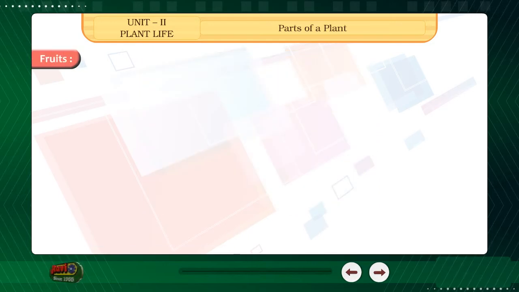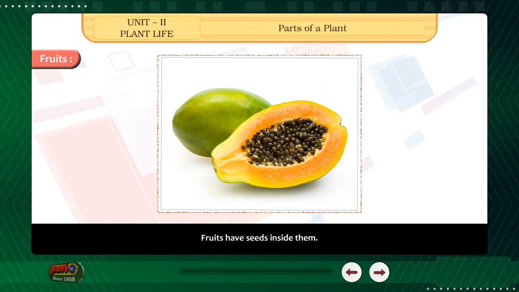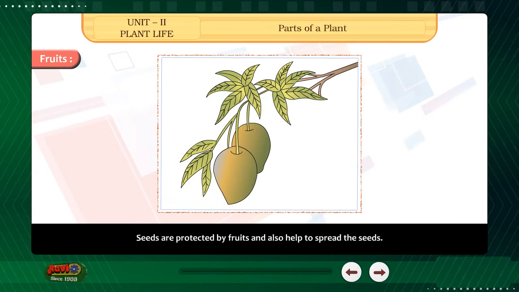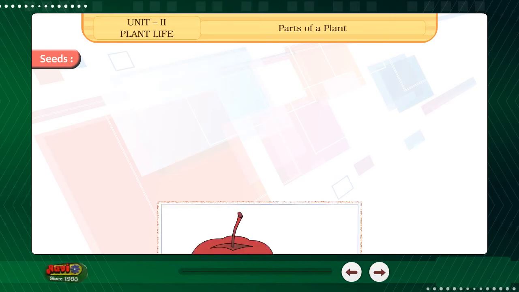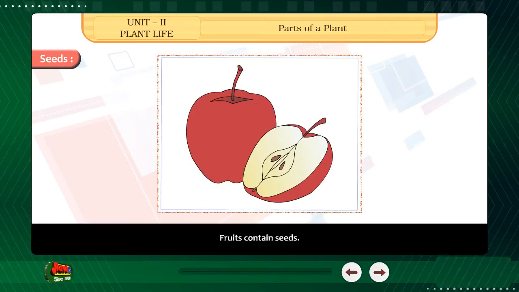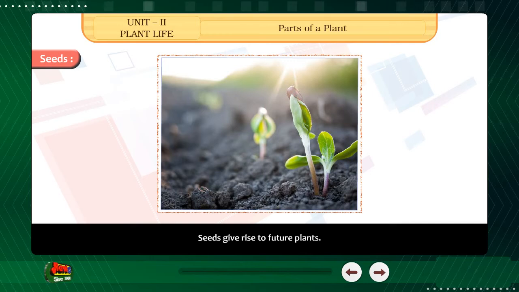Fruits. Flowers are formed into fruits. Fruits have seeds inside them. Seeds are protected by fruits and also help to spread the seeds. Seeds. Fruits contain seeds. They are hidden inside the fruits. Seeds give rise to future plants.